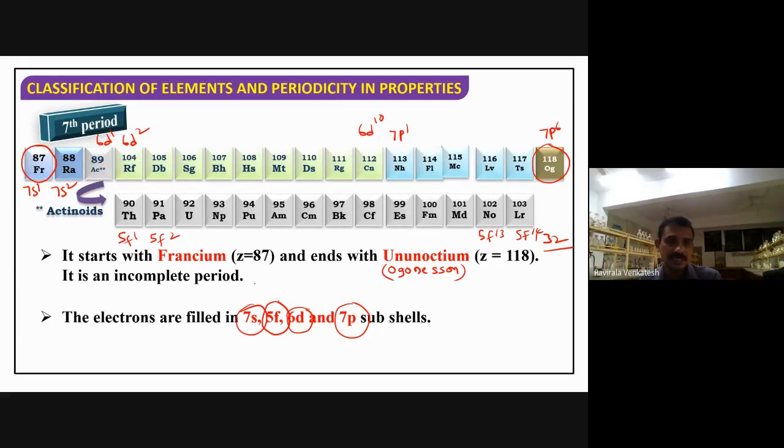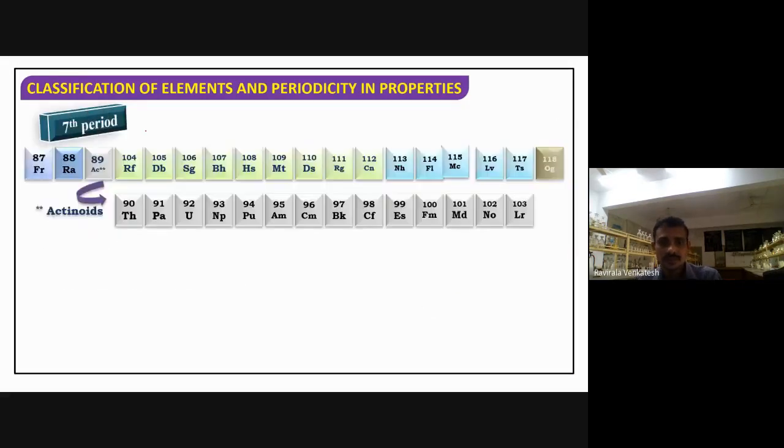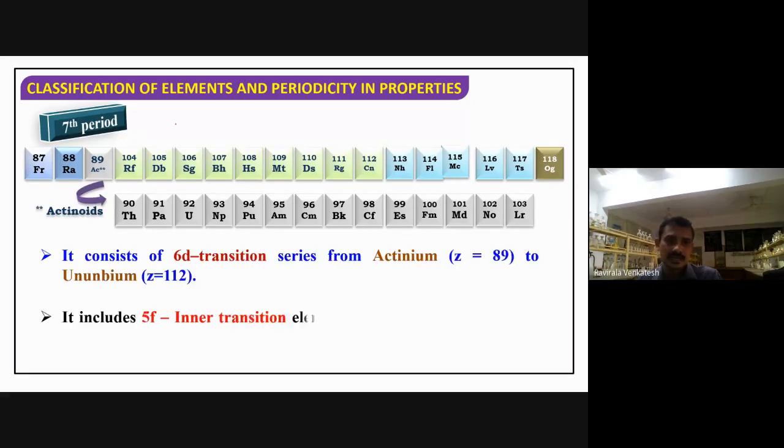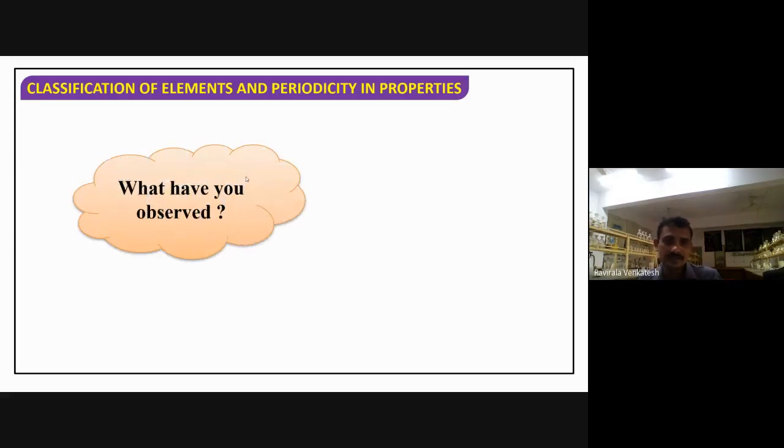That means in the 7th period, in addition to these transition elements, you are going to have one more series: the actinides. Actinides means after 89 to 90, 103 to 104 you have to place in this. This is about the 7th period. The 6d transition series, and this one is called the 5f transition elements. When you read everything, it will be easy for you.